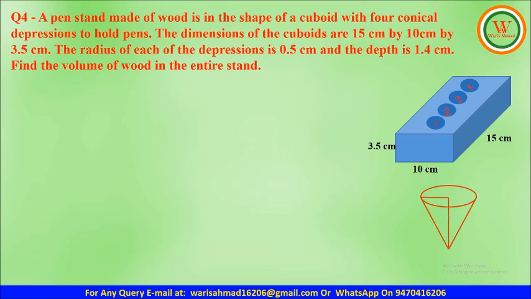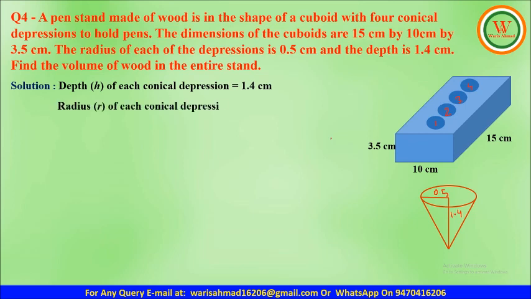The radius of this depression is 0.5 centimeter, while the height of this depression is given 1.4 centimeter. Now let us see the solution of this question. Here we can write the depth of each conical depression is 1.4 centimeter, while the radius of each conical depression is 0.5 centimeter. And the length, breadth and height of this cuboid is already given. Now we have to find out the volume of wood which is required to make this pen holder.